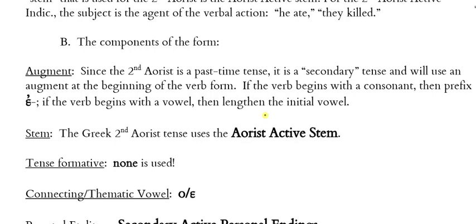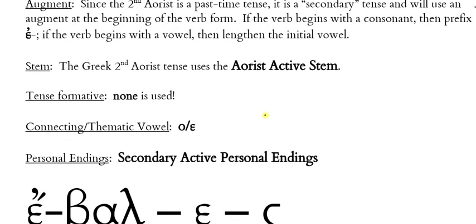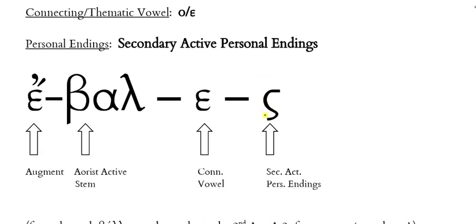The stem that we're using here is the aorist active stem. This is the first time we've used the aorist active stem. Who remembers which principal part in the 6 columns the aorist stem will be found in? Number 3. That's right. There is no tense formative for the second aorist. When we get to the first aorist, we will learn a tense formative for those. But no tense formative here. The connecting vowel is the omicron and epsilon that you've come to know and love. And then the personal endings are the secondary active personal endings.